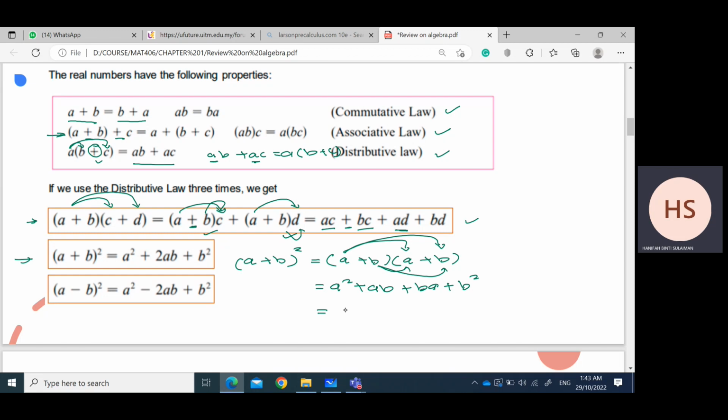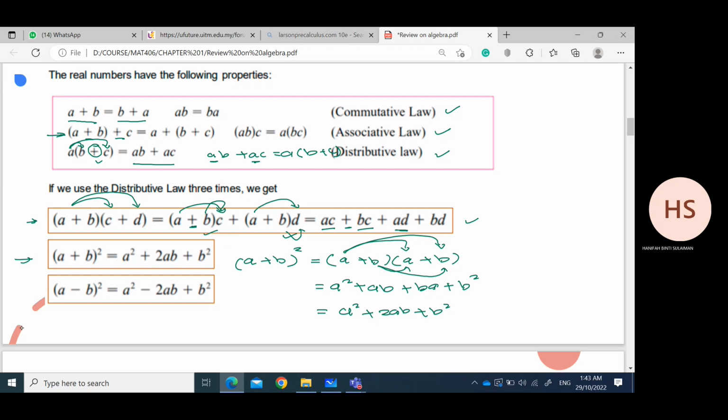Okay, so simplify. A squared plus A times B plus B times A, tiadalah benda yang sama. Okay, so we have a 2AB. Ada satu AB tambah satu lagi AB. Kita akan dapat 2AB. And then plus B squared. That's why we have this kind of equation.